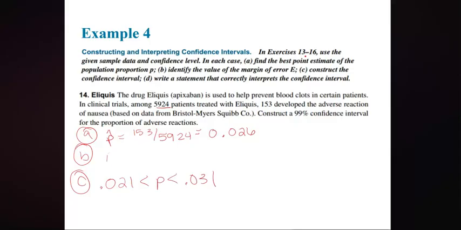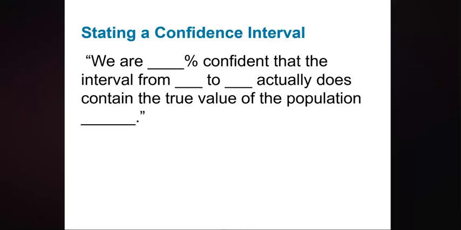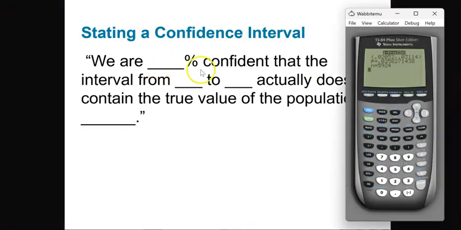So to find out our margin of error, I like to do the upper minus the p-hat. So in this case, 0.031 minus 0.026. And then it wants us to write a statement to correctly interpret it. And so we're just going to use that fill in the blank. So in this case, we are 99% confident that the interval from 0.021 to 0.031 actually does contain the true value of the population proportion P.